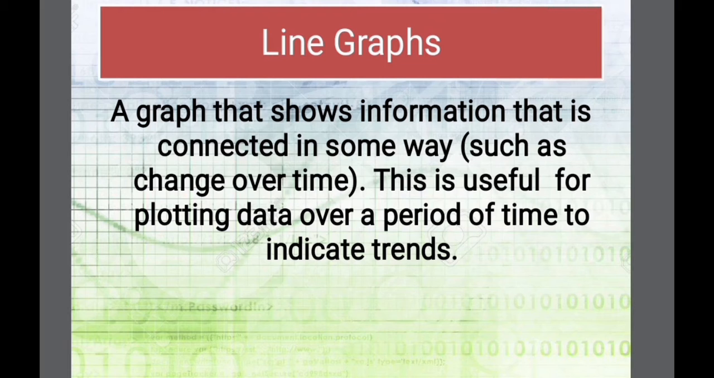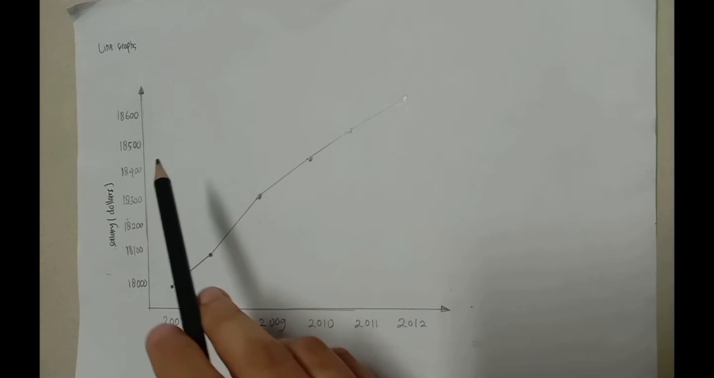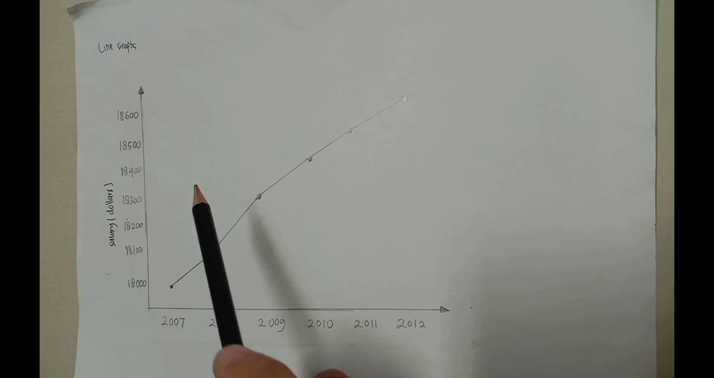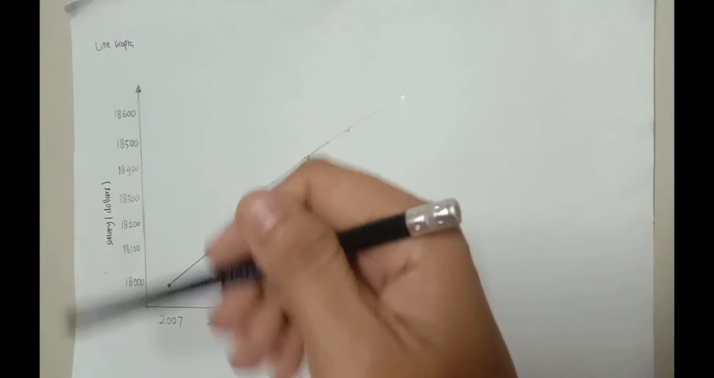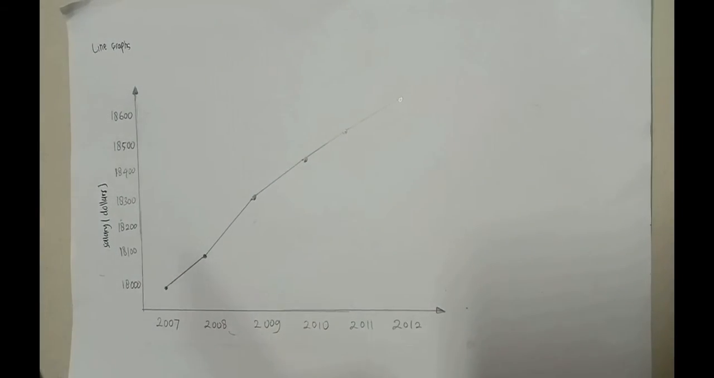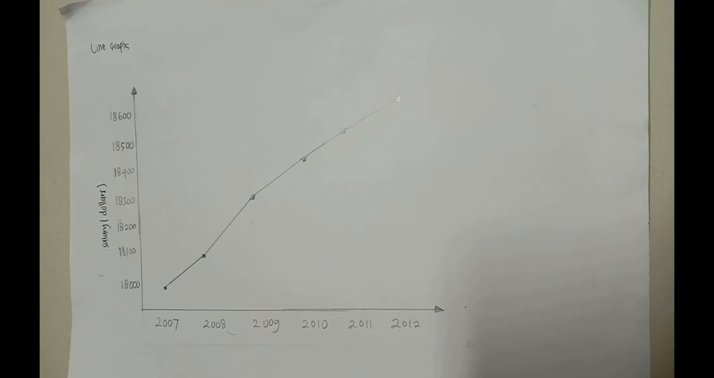Now I will explain about line graphs. A line graph is a graph that shows information that is connected in some way, such as change over time. And line graphs are useful for plotting data over a period of time to indicate trends. This is an example of a line graph. The vertical lines explain the salary of teachers, and the horizontal lines explain the salary increase every year.